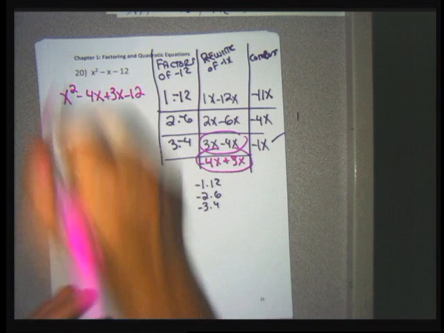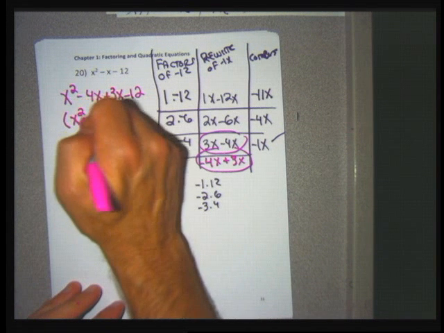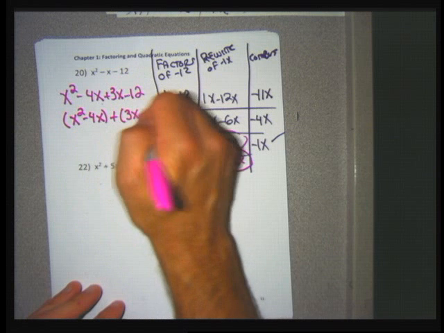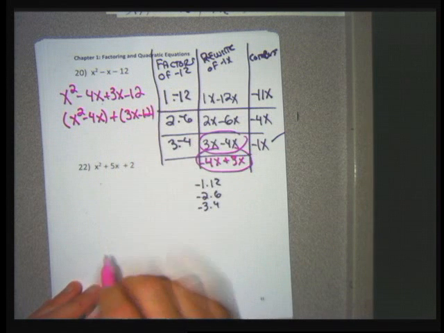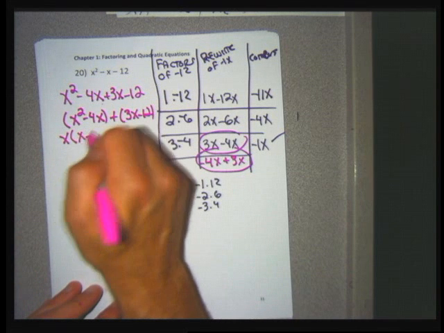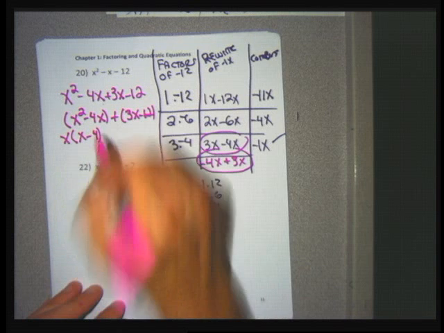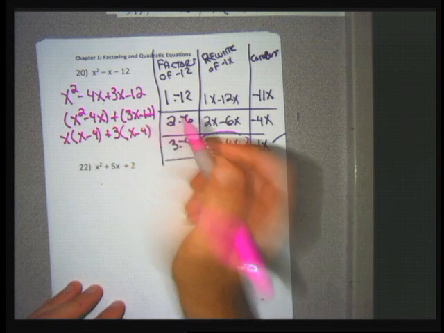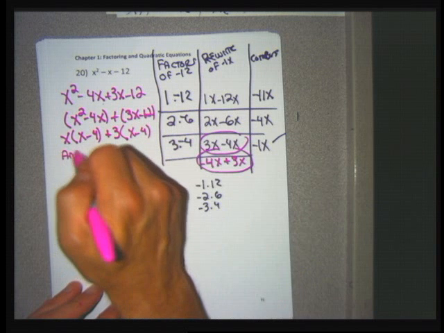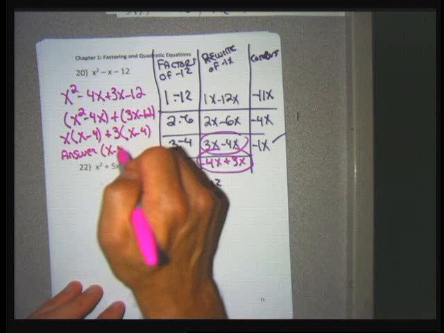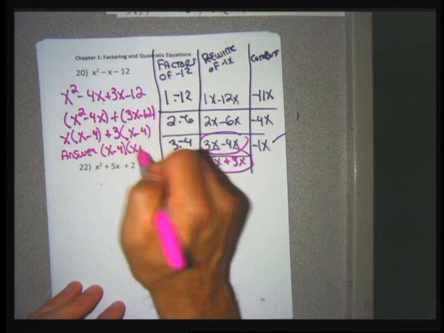Group it. First ones I get an x squared minus 4x. Second one I get a 3x minus 12. First parentheses, common factor of an x, leaves me with an x minus 4. Second parentheses, common factor of a 3, leaves me with an x minus 4. So my answer is going to have two parentheses. One's going to be an x minus 4. The other is going to be an x plus 3.